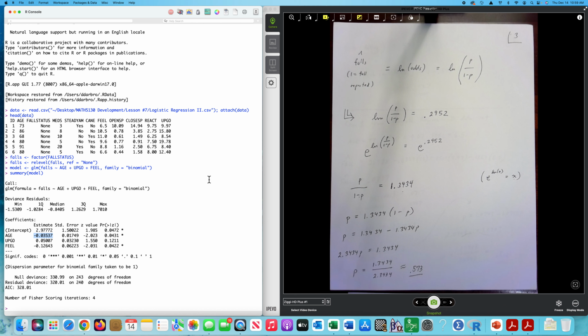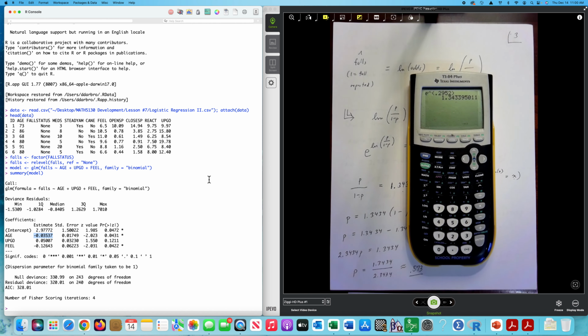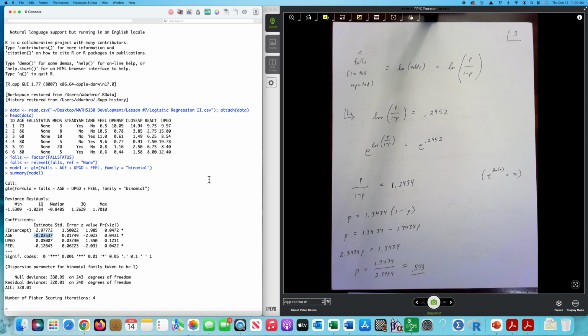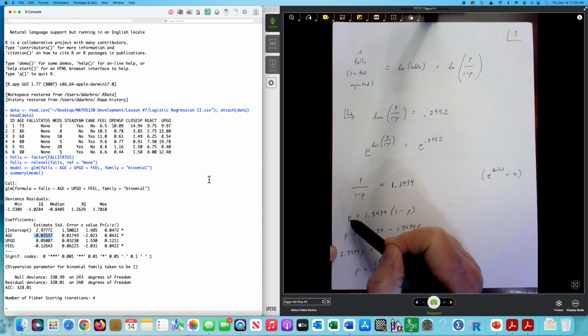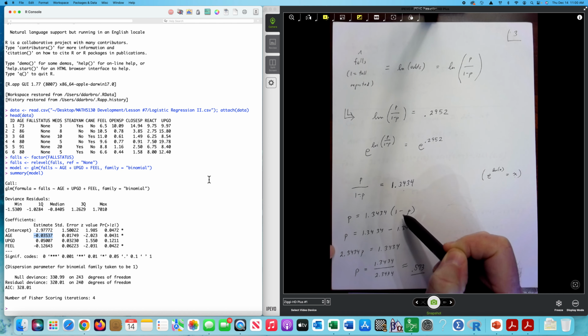So I just took e raised to the 0.2952, and you can see that I get the 1.3434. All right. So the next thing I have to do is I set this equal to this, and then I cross multiply. So I have p equal to 1.3434 times 1 minus p. Distribute the 1.3434 through to get p equal 1.3434 minus 1.3434p.